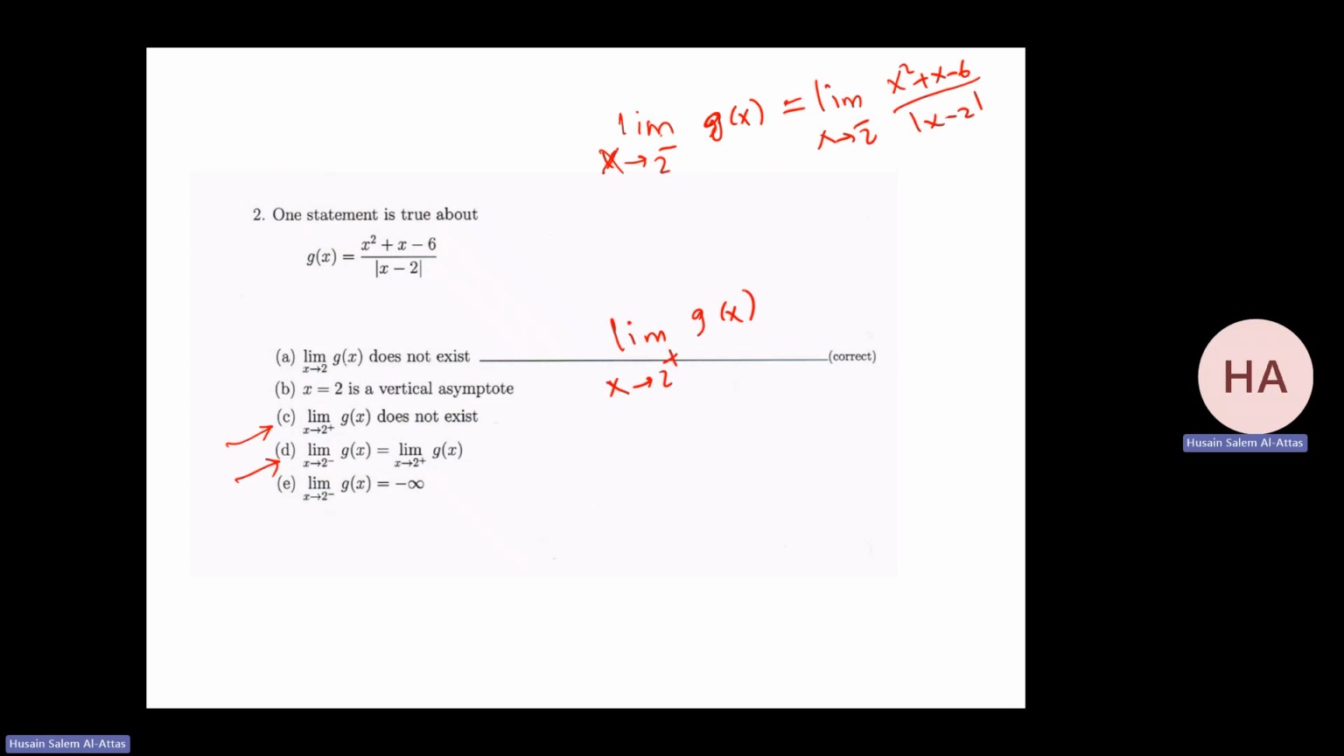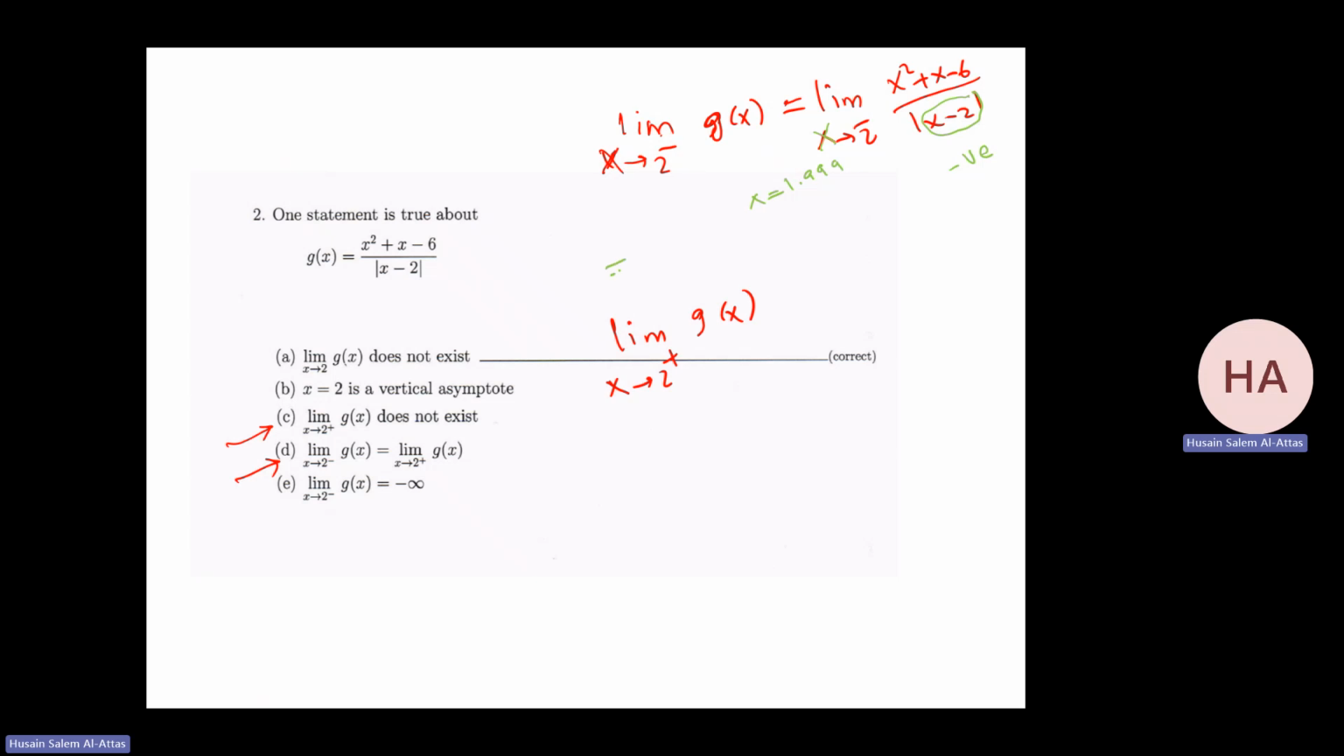My first step is what? Get rid of the absolute value. Okay, so look at the things inside the absolute value. If I have 2 from left, what's the meaning of 2 from left? I can take x as 1.999. Plug it there, it's a negative thing.